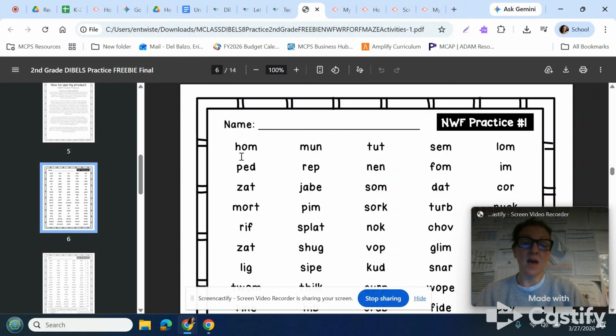They might be saying h, hom, n, mun, t, tut. They might be producing the correct letter sounds and then giving the unit. What we really want students doing by the middle to end of first grade and of course in second grade is just reading the unit. Ham, mut, tut, set, lam, ped, rep, nen, fom, im, and they have to just create the unit. When they do that and they just say the unit, they actually get the credit for the correct letter sounds as well, and they're just picking it off the page.